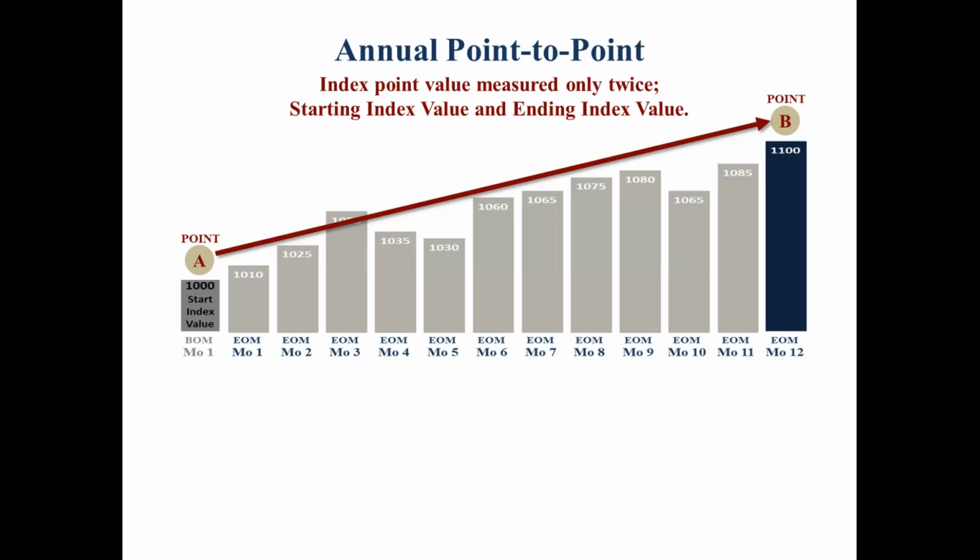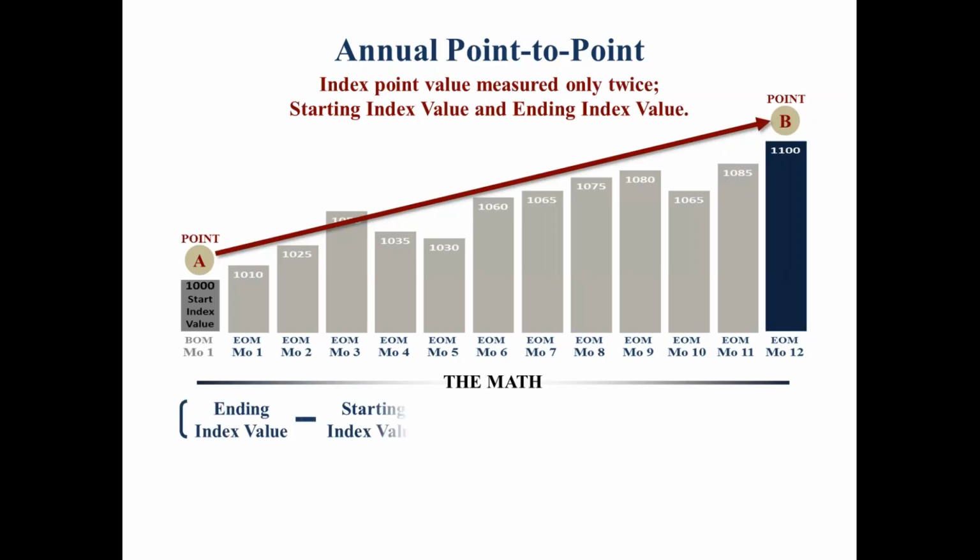That's point B. This index could shoot to the moon in the middle, or it could drop to the bottom in between. It doesn't matter. All that matters is these two points. Now, what's the math on this? Well, it's relatively simple.